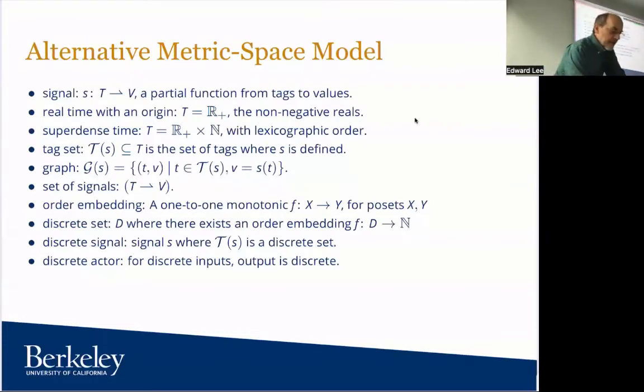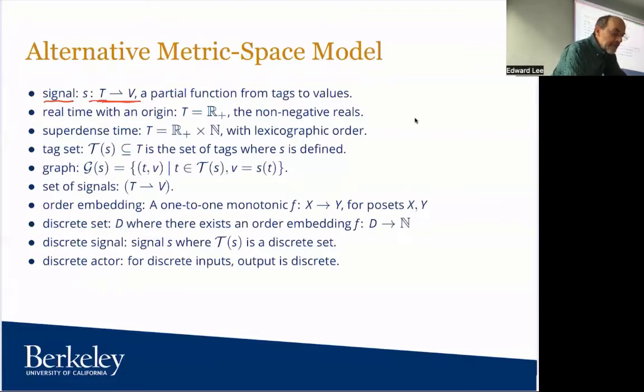So in particular, we're going to define a signal, which is a mapping from a tag set. It's a partial function from tag sets to values, all right? And by a partial function, what we mean is that the function is defined at tags where there is a value and is undefined at tags where there is no value. So absent is represented by an undefined function.